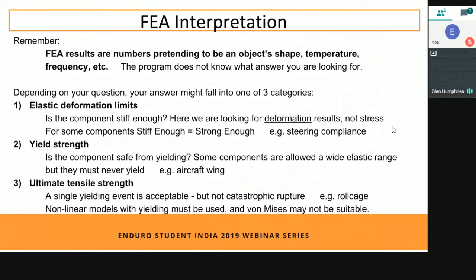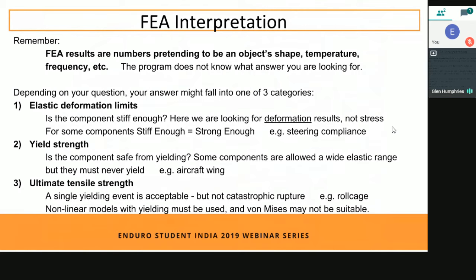And one example of this is when looking at a roll cage, in the case of a severe collision where part of the roll cage has deformed, but we still want to protect the occupant. Now, in most cases, a roll cage, you want it to be able to take a bit of knocking here and there and have no yielding. So that's when we look at our yield strength.